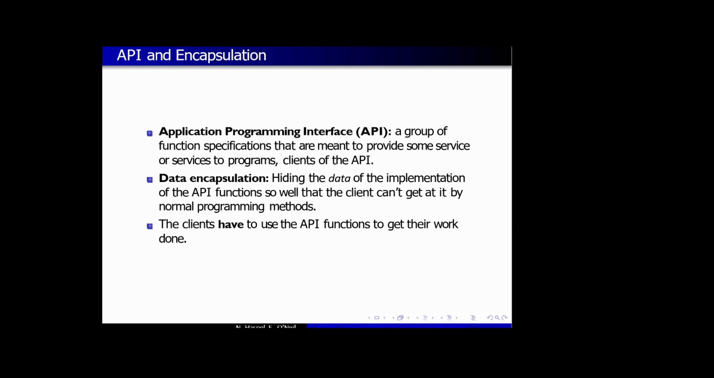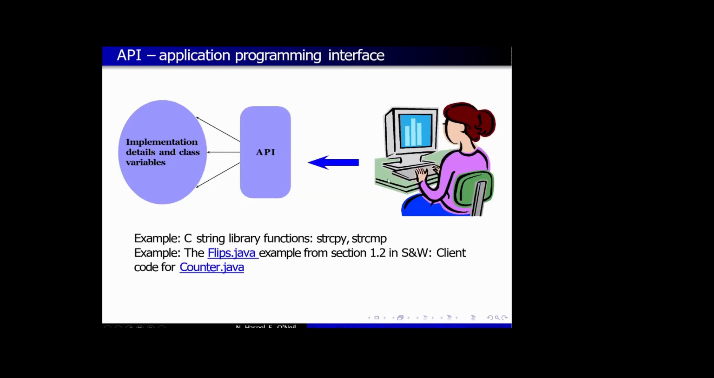So the client has to use the API. So the API then will be a complete description of what can be done with this service. Okay? So it simplifies our life a lot. Okay. So here's a picture supposed to show that, where the client is going through the API in order to use the service. Okay.